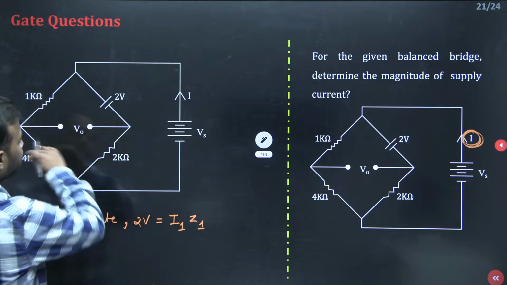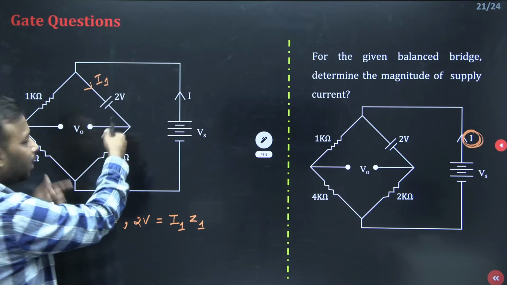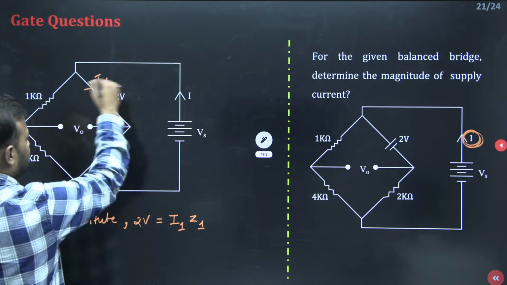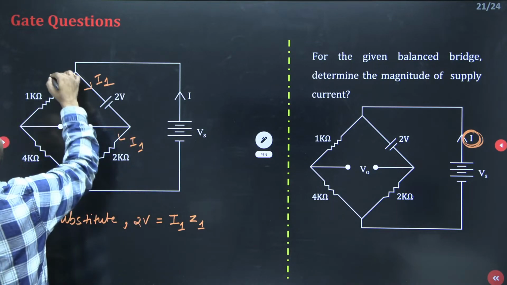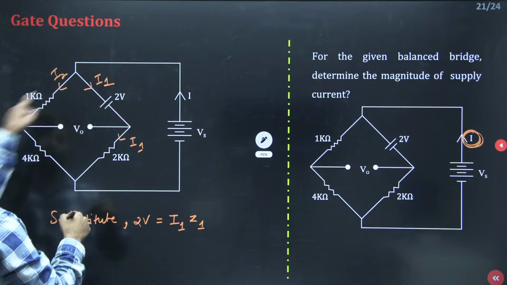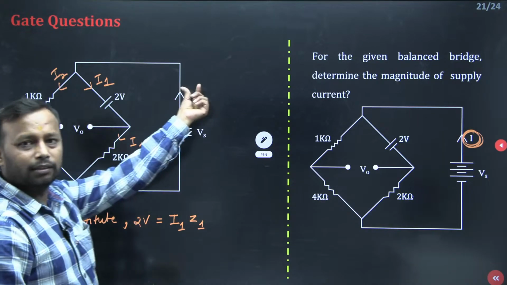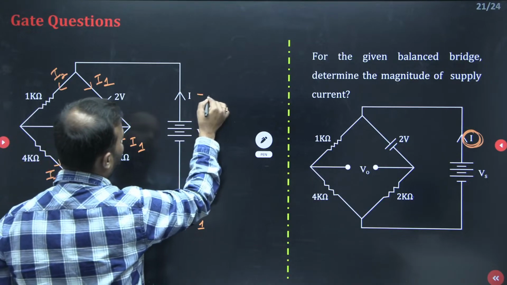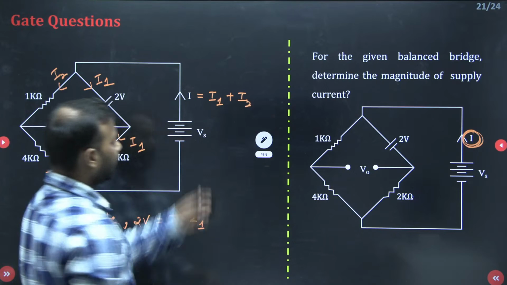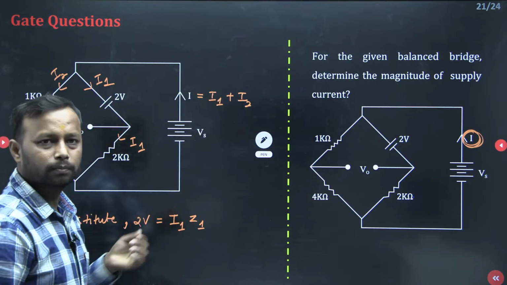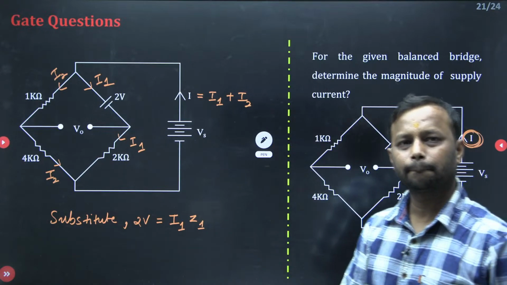So my dear friends, since the bridge is balanced, no current will enter here. So the same current I1 will flow here. Let me take this current as I2, so the same current will flow here. This is I2. So can I say this I will be equal to I1 plus I2? This is what we have to calculate, I1 and I2. Tell me quickly, how will we do it?